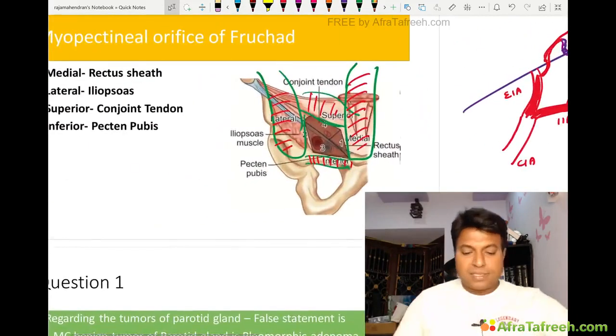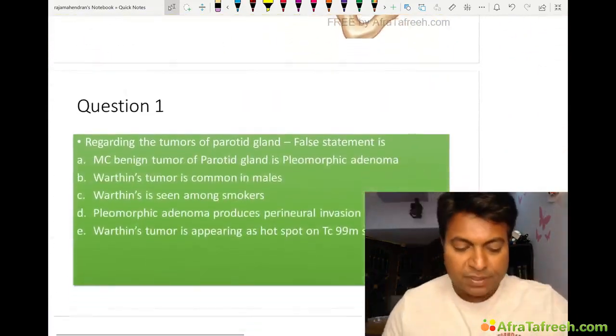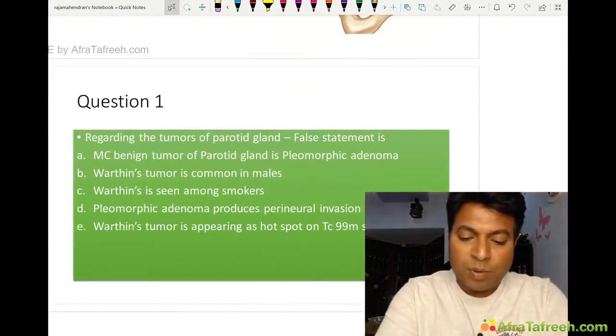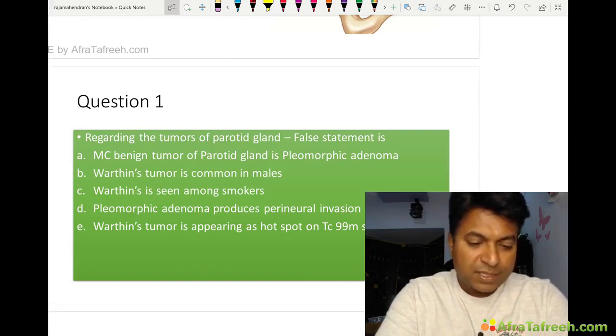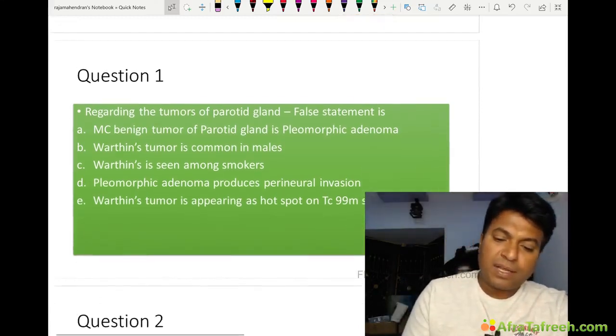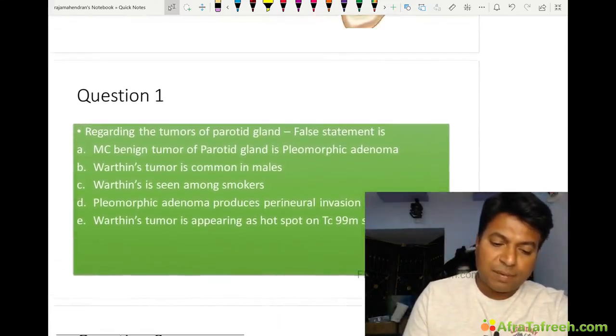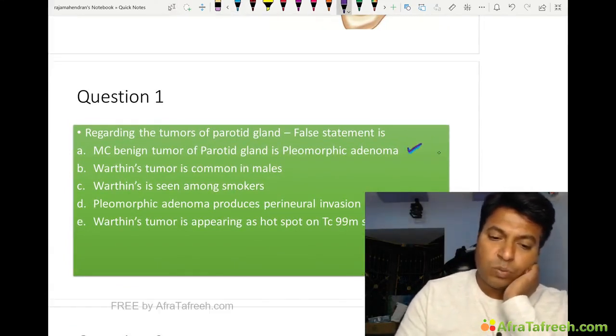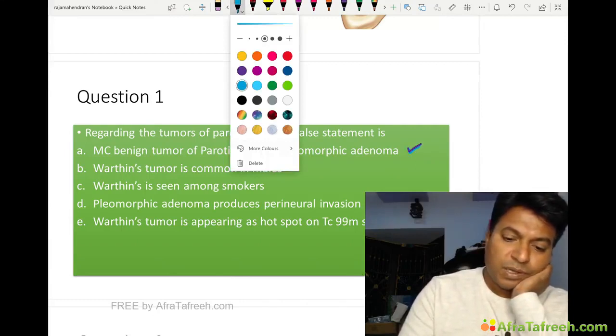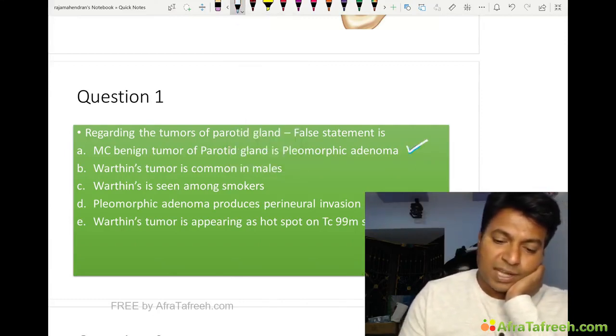So we are coming to the last question and answer discussion from this module. Regarding the tumors of parotid gland, the false statement is: most common benign tumor is pleomorphic adenoma, is true. That is correct.